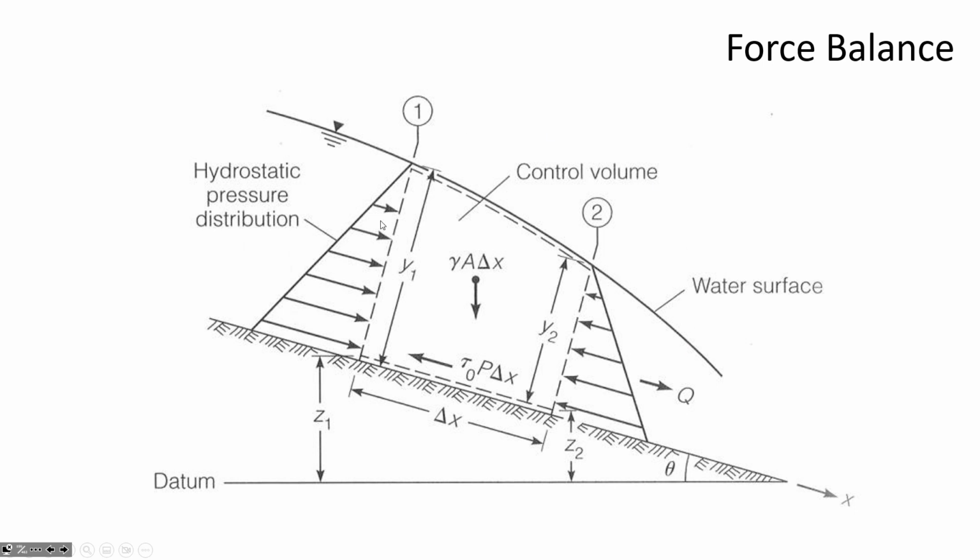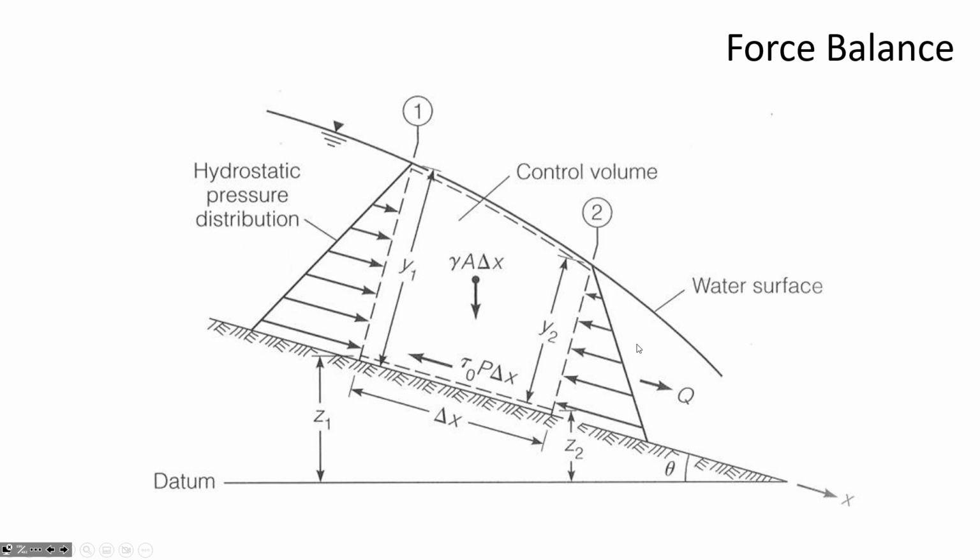Now, what we're looking at here is a force balance. So think about if we go down through water, the pressure increases, of course, according to the hydrostatic equation. So this increasing hydrostatic pressure distribution, if the pressure is integrated over some area, that means that there's a force pushing on this control volume of water from the left towards the right in the direction of flow.